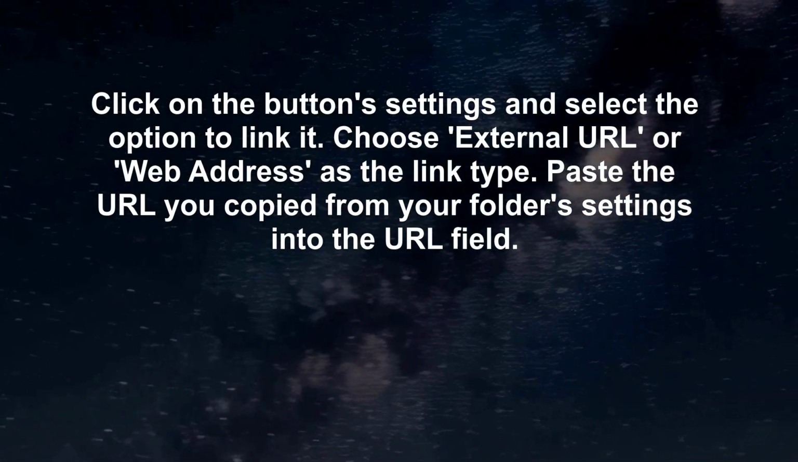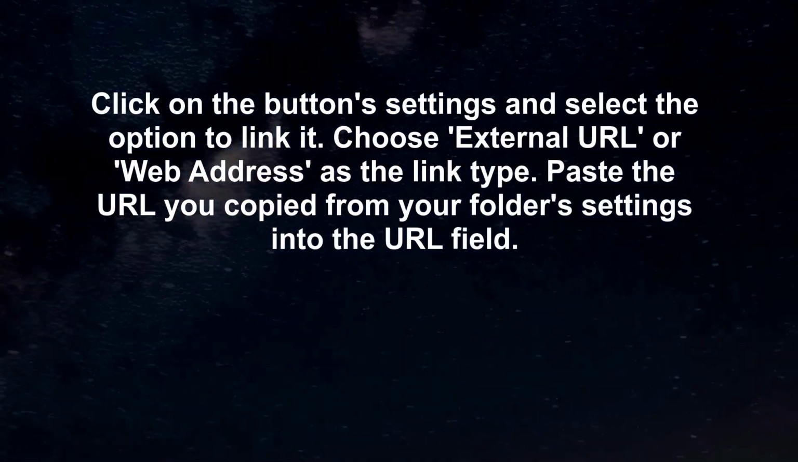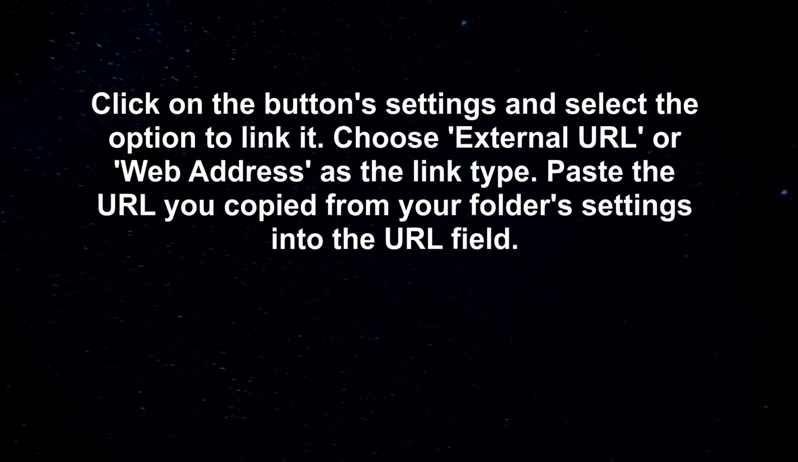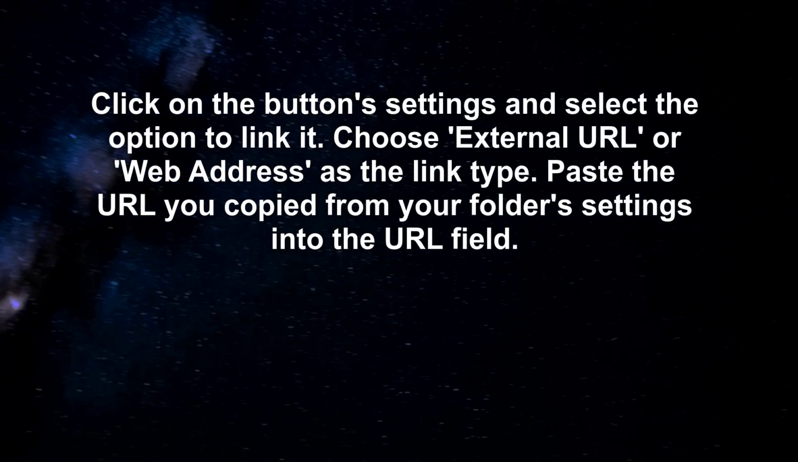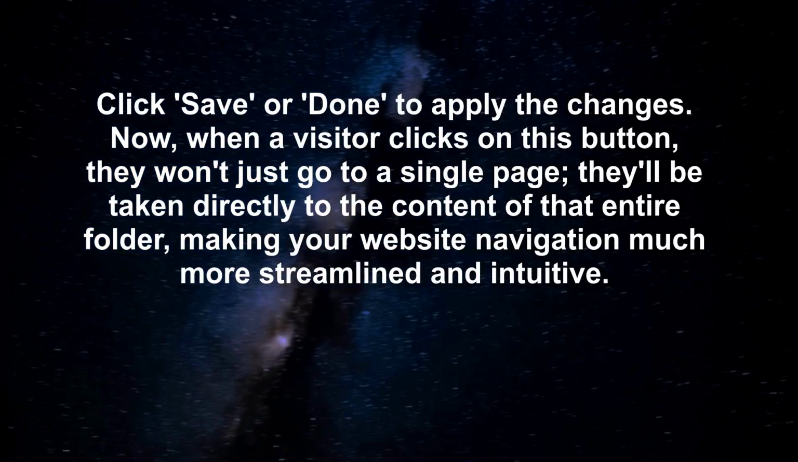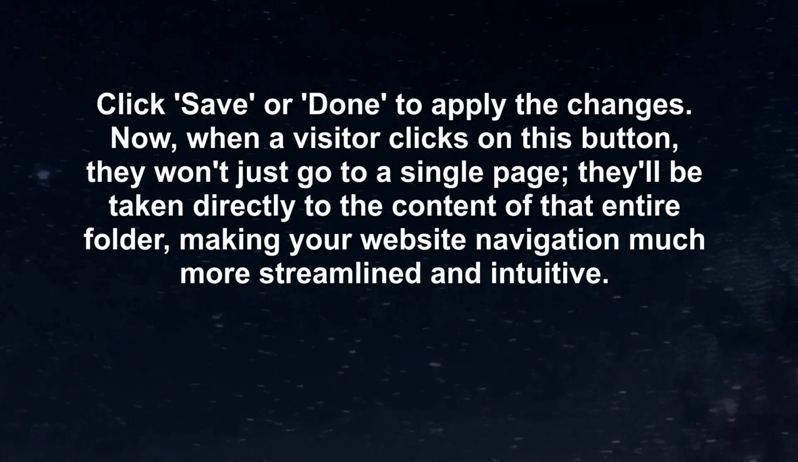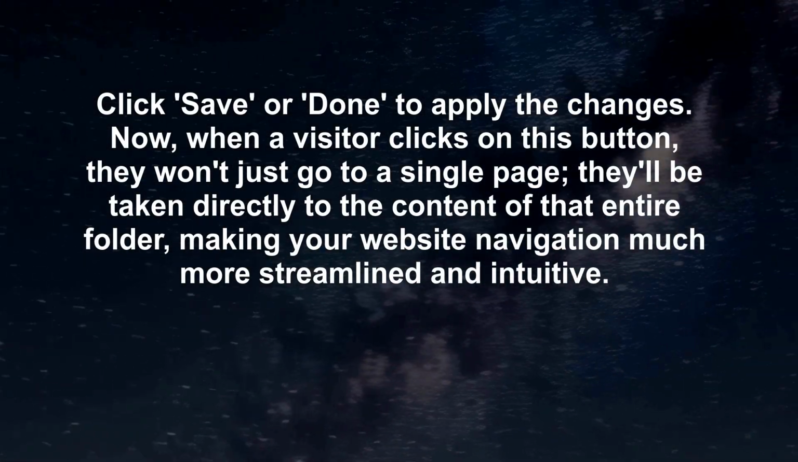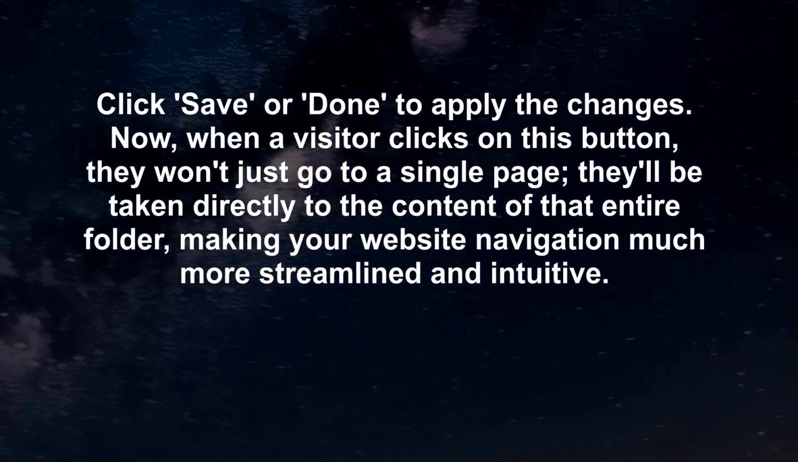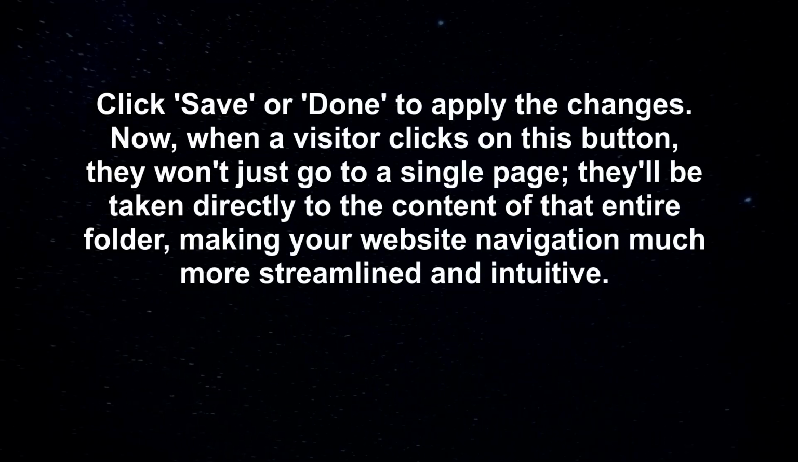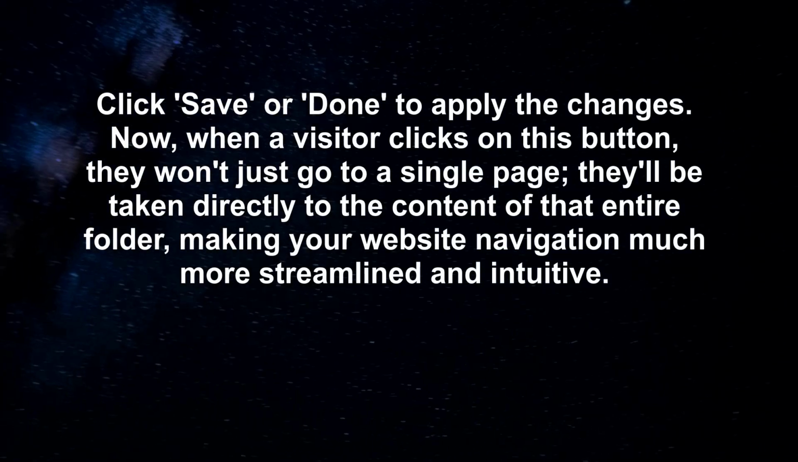Choose External URL or Web Address as the link type. Paste the URL you copied from your folder's settings into the URL field. Click Save or Done to apply the changes. Now, when a visitor clicks on this button, they won't just go to a single page. They'll be taken directly to the content of that entire folder, making your website navigation much more streamlined and intuitive.